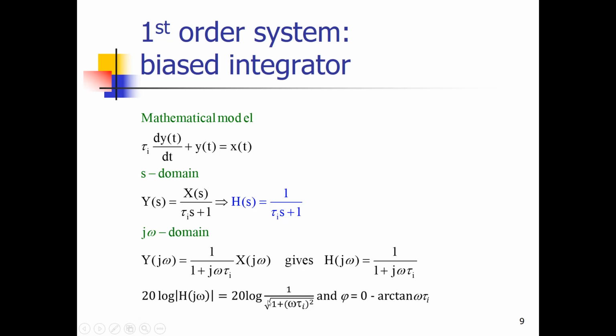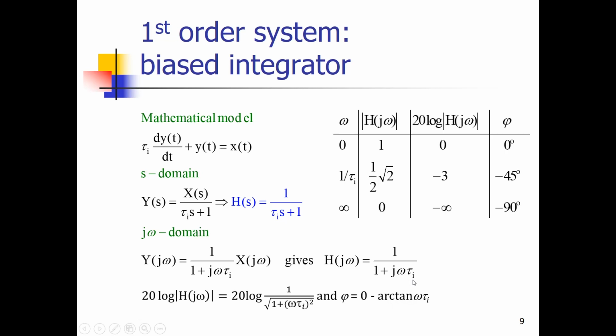And for the Bode plot, we take 20 times the logarithmic function of this amplitude. And the phase is equal to the phase of the numerator minus the phase of the denominator. So the phase of the numerator is 0 because it is only a real number, which is always on the real axis. And the phase of the denominator is the arctangent of the imaginary part, omega times tau I, divided by 1. So it's minus the arctangent of omega times tau I.